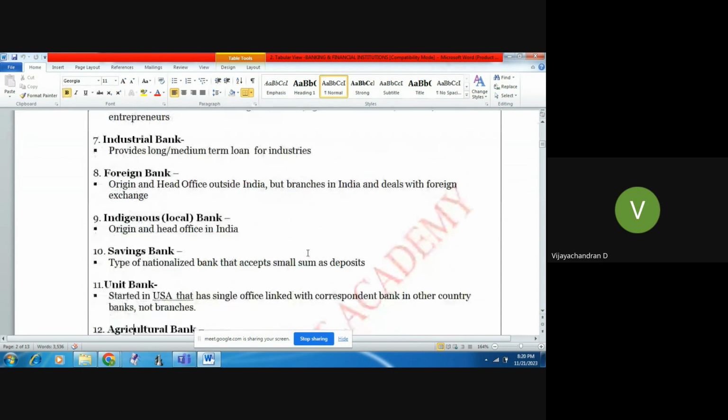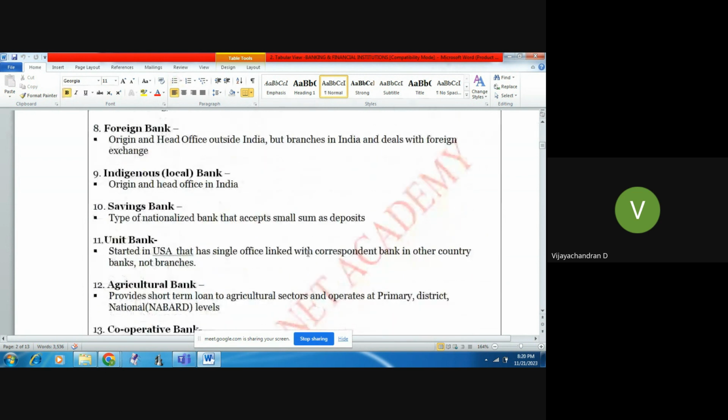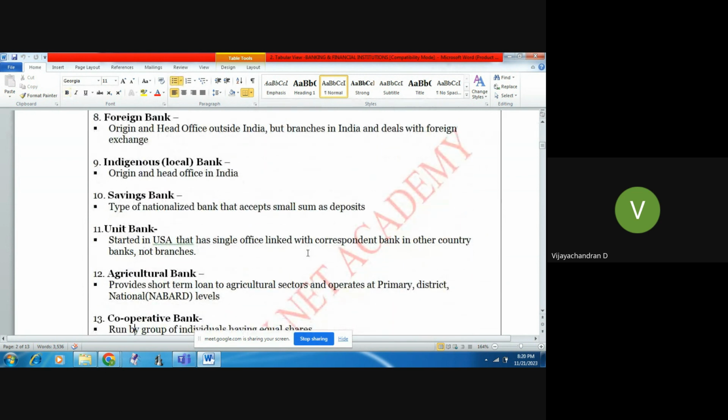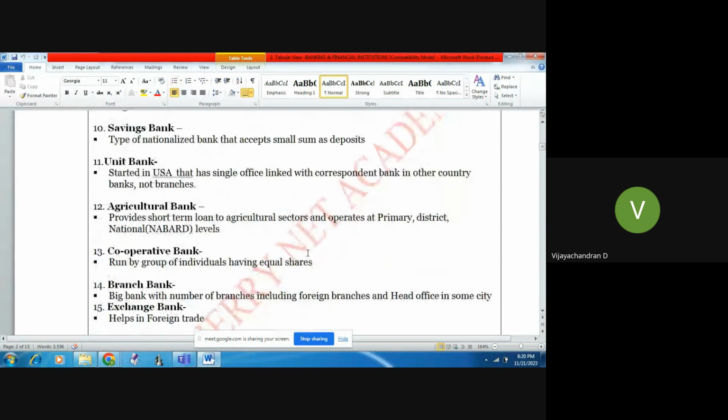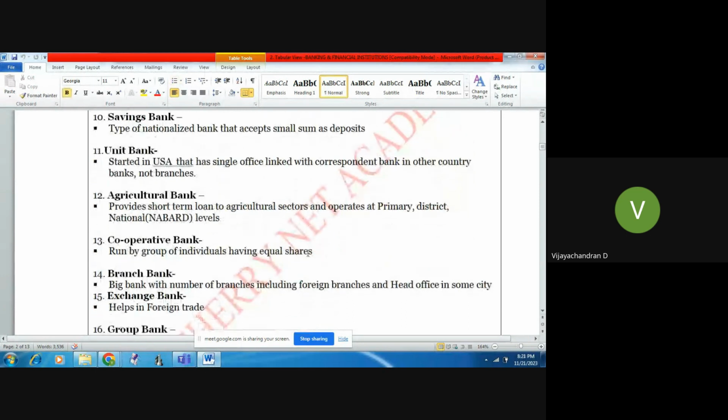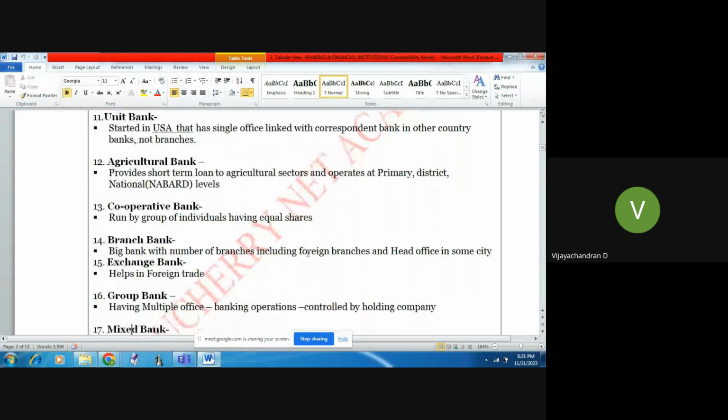Foreign bank, I told, indigenous bank, local bank, savings bank. Unit bank means without branch, it is a single office. Agriculture bank, as we know, is coming under the purview of NABARD. The village bank, the village cooperative banks, are giving loans for agricultural inputs. So that is coming under agriculture bank. Cooperative bank is another one, I already told.